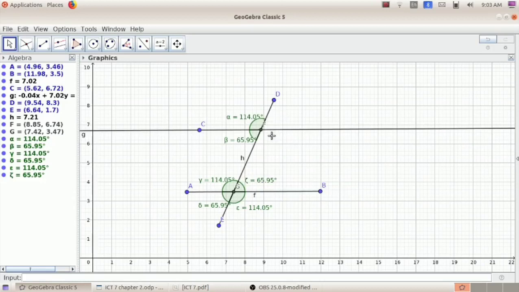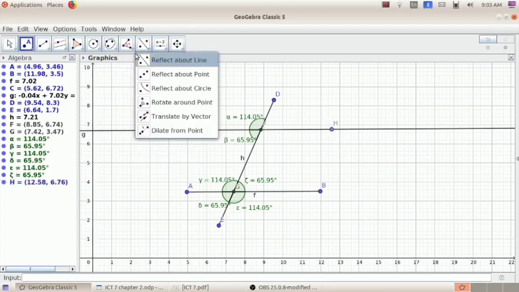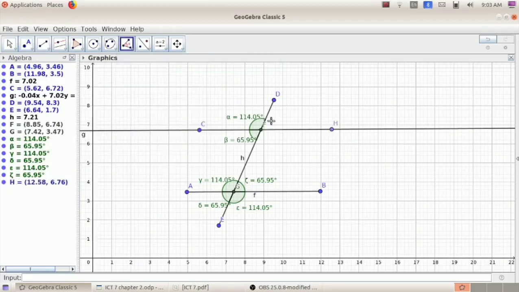Now we have to find these two angles also. For that we need a point here in this line. So use the point tool and make a point in this line. We got the point H. Now select the angle tool. Now we have to find the angle DFH. So click on the points in anti-clockwise direction. H, F, D.